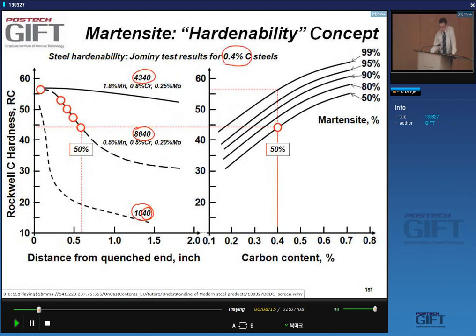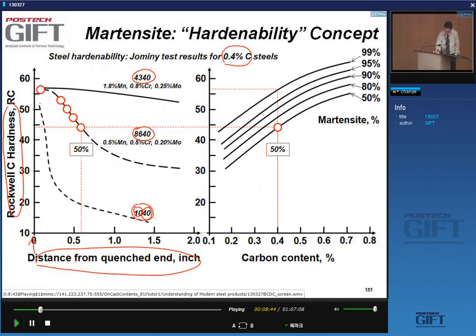We now do a Jominy test on them, and so we measure after the test the Rockwell hardness as a function of the distance from the quenched end. So at this end here, close to zero, the quench rate is very high, and we have martensite. Let's first look at the 1040.